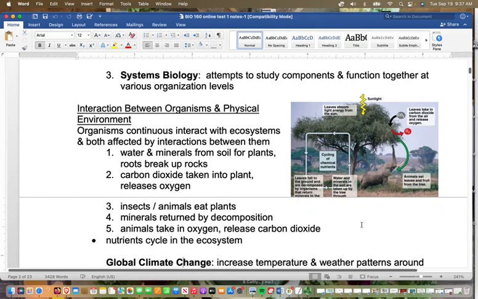Carbon dioxide gets taken into plants and they're going to release oxygen. The animals are going to take in the oxygen and then release carbon dioxide. So while we tend to hear carbon dioxide is a bad thing, it's not actually. It's an important part of the cycle. Without carbon dioxide, you would not have plants. They would have nothing to eat. Insects and animals are going to eat plants, and then when they decompose, they're going to return those minerals and nutrients back into the soil that the plants will then consume. So the ecosystem really has multiple cycles that are just continually repeating themselves.